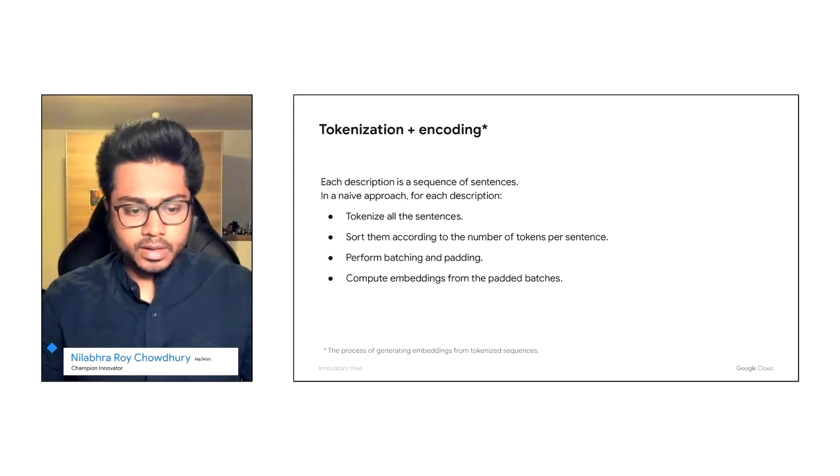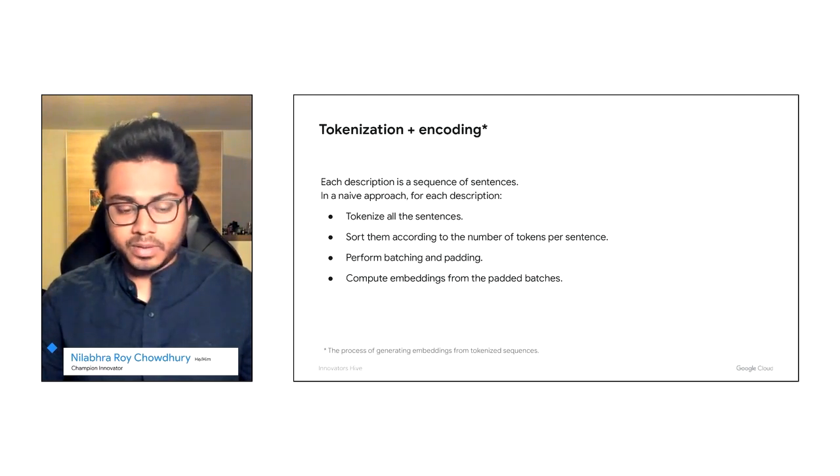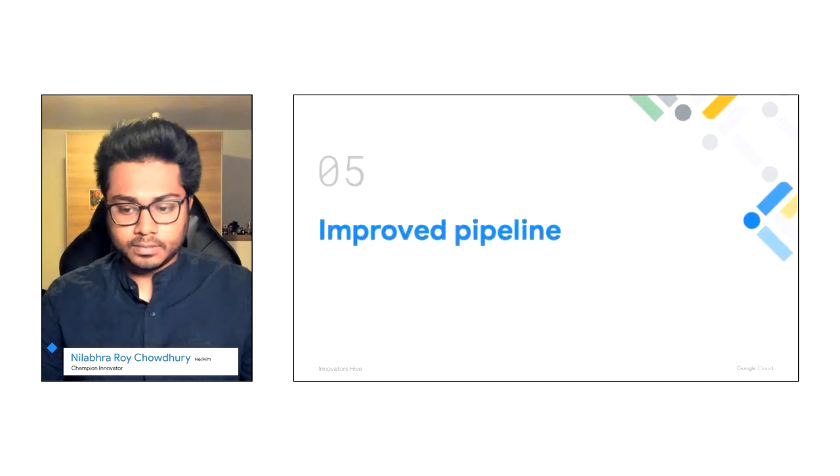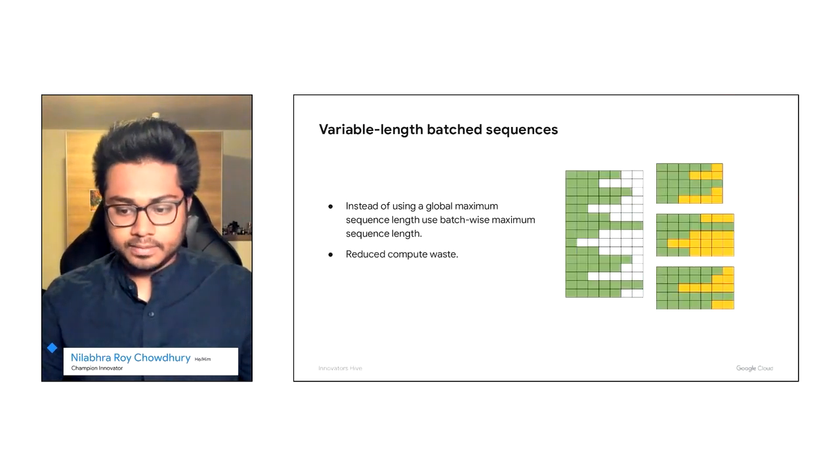A fairly common trick used in NLP to minimize compute waste due to uneven lengths of sentences is to first sort the sequences on the basis of their length and then batch the data, resulting in batches that require minimal padding tokens. We could apply the same strategy in our Beam pipeline for performance gains. So let's have a look at how the improved pipeline looks like.